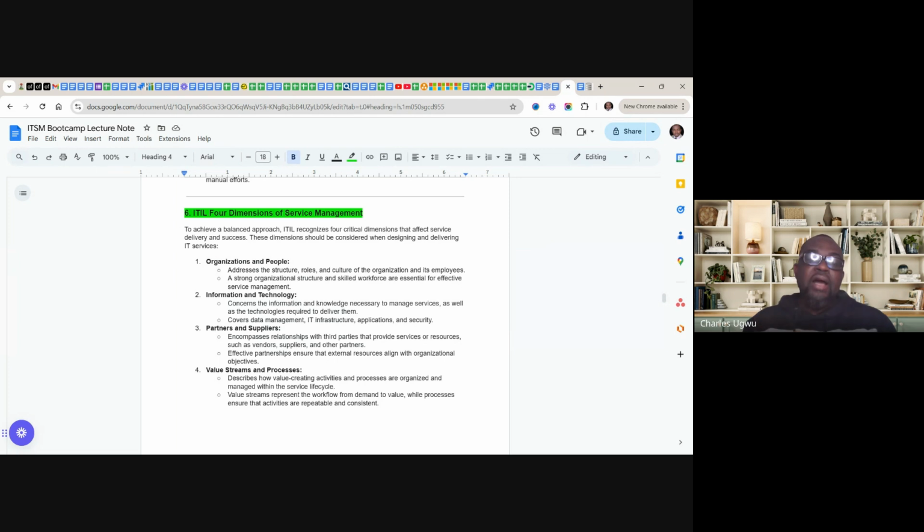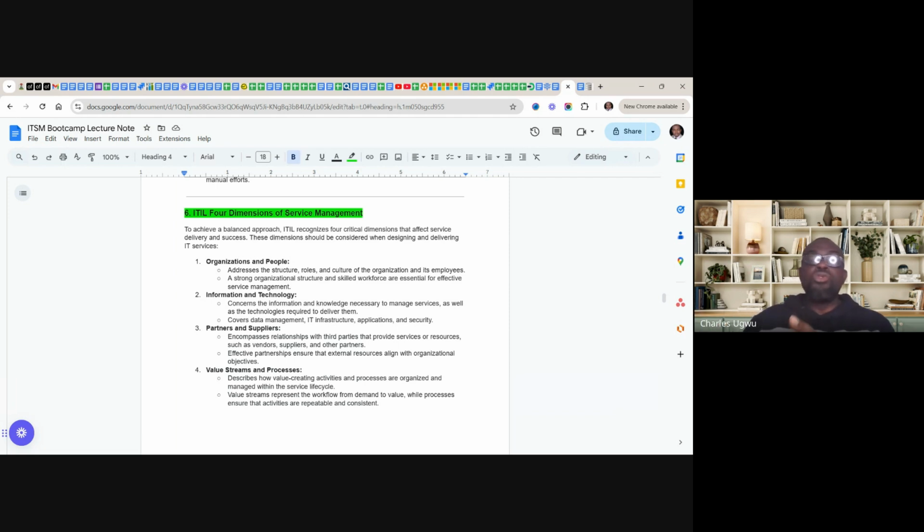Number 4 is value stream and processes. It describes how value-creating services and processes are organized and managed within the service life cycle. Every service, every process, you must decide how they are bringing value. Like what we do, every service, we model them. We show what value each is bringing.